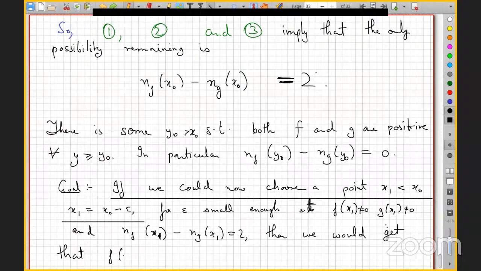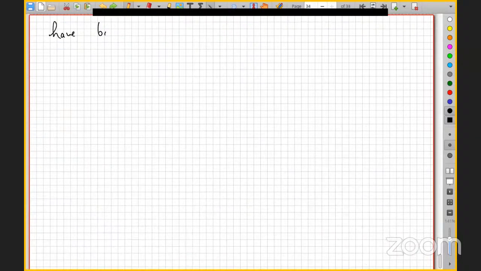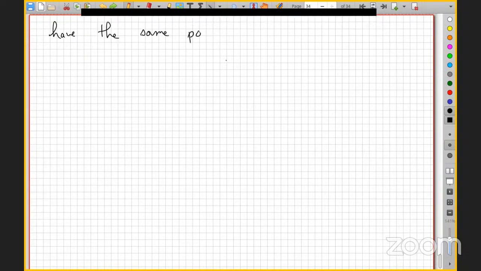Then you would get that f(x1) and g(x1) have the same signs, because they both had the same parity of sign changes starting at y0. And this is because of this factor, that this 2 is even. Same parity. But what is that a contradiction to? So the same parity of roots from x1 to y0, right? And why is that a contradiction?